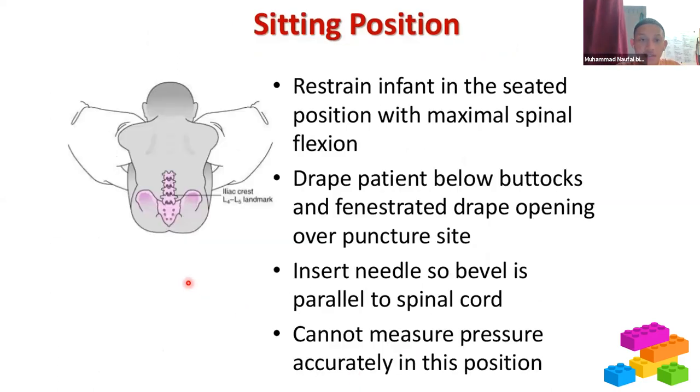This is the second position, which is the sitting position, where the doctor has to restrain the infant in the seated position with maximal spinal flexion. And then the procedure is to drape the patient below the buttocks with a fenestrated drape opening over the puncture site, and also insert the needle so the bevel is parallel to the spinal cord. In this position we cannot measure the pressure accurately.